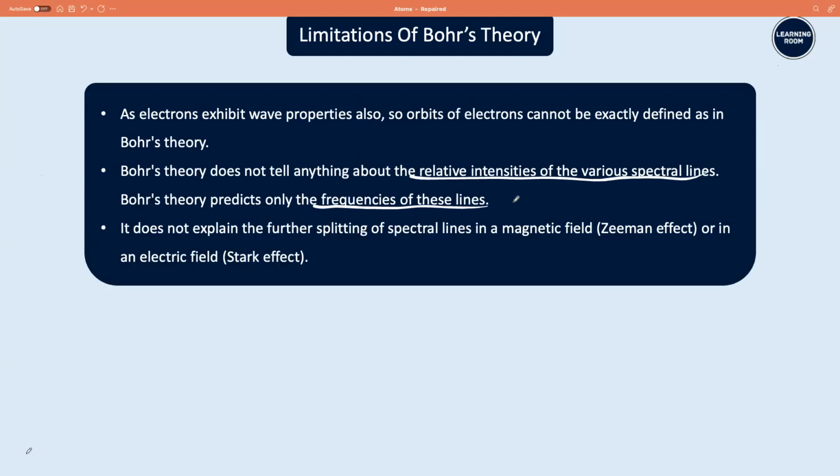And lastly, it does not explain the splitting of spectral lines in the presence of a magnetic field, which is called the Zeeman effect, or in an electric field, which is called the Stark effect. Is the point clear? So these are all the drawbacks of Bohr's theory. With this, the chapter is over.